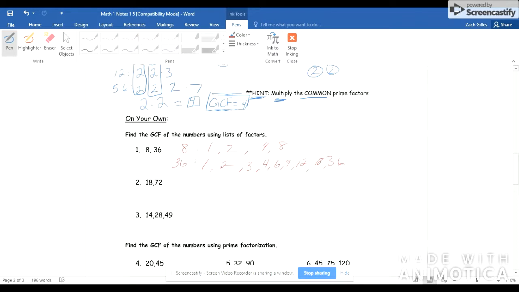All right, they have 1 in common. They have 2 in common. 3, they do not. 4, they do. 6, no. 8, no. 9, no. So my greatest common factor for 8 and 36 will be 4.